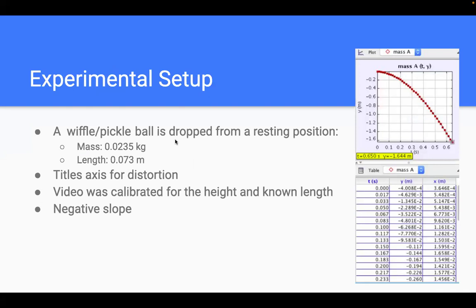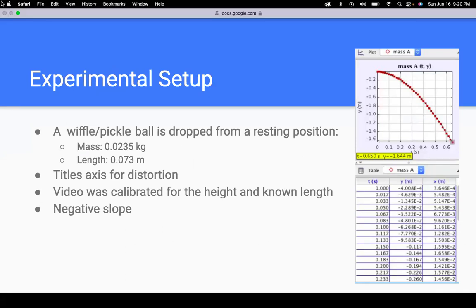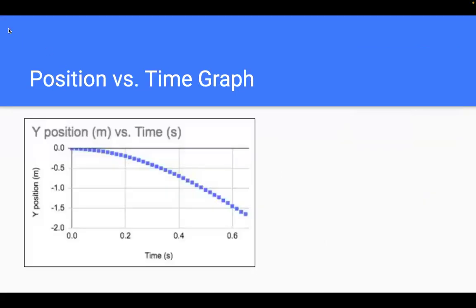So the experimental setup, we have the mass of the wiffle or pickleball included here in kilograms, including the length, and the axis was tilted for distortion, and the video was calibrated for the height and the known length with a negative slope. So here on the right, you can see the movements that were calculated using Tracker to track, and they are here on the right. And then here we have our position versus time graph.